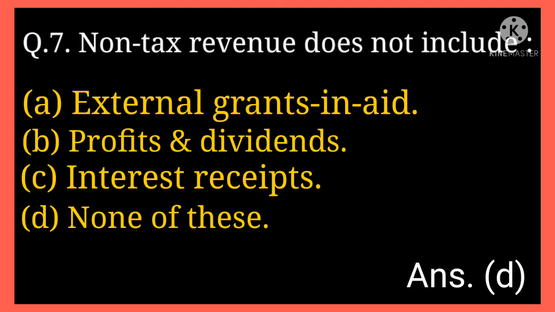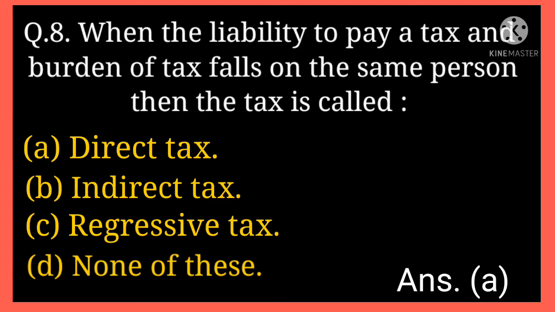Now question 7 is, non-tax revenue does not include which component? Here A, B, C, all the three components are included in non-tax revenue. Therefore the answer is D. Now the 8th question is, when the liability to pay the tax and the burden of tax fall on the same person, meaning the person on whom the tax is imposed also pays the tax, what is that tax called? Answer is direct tax, that is A.